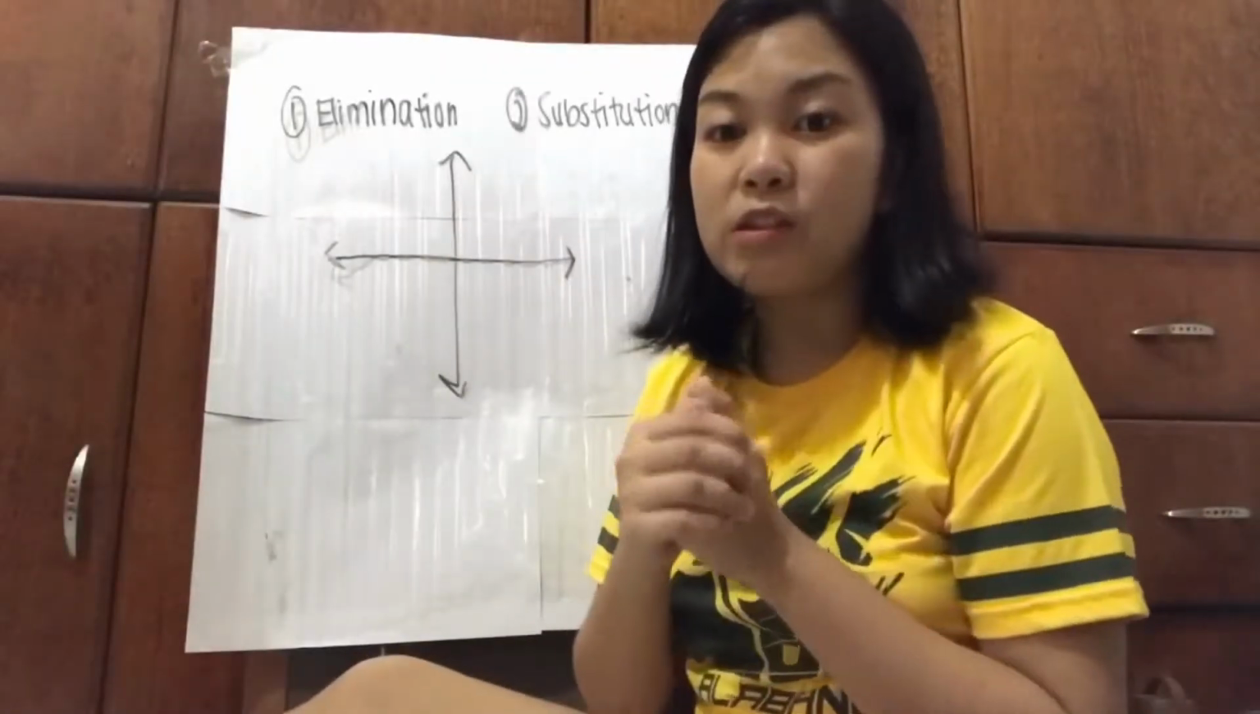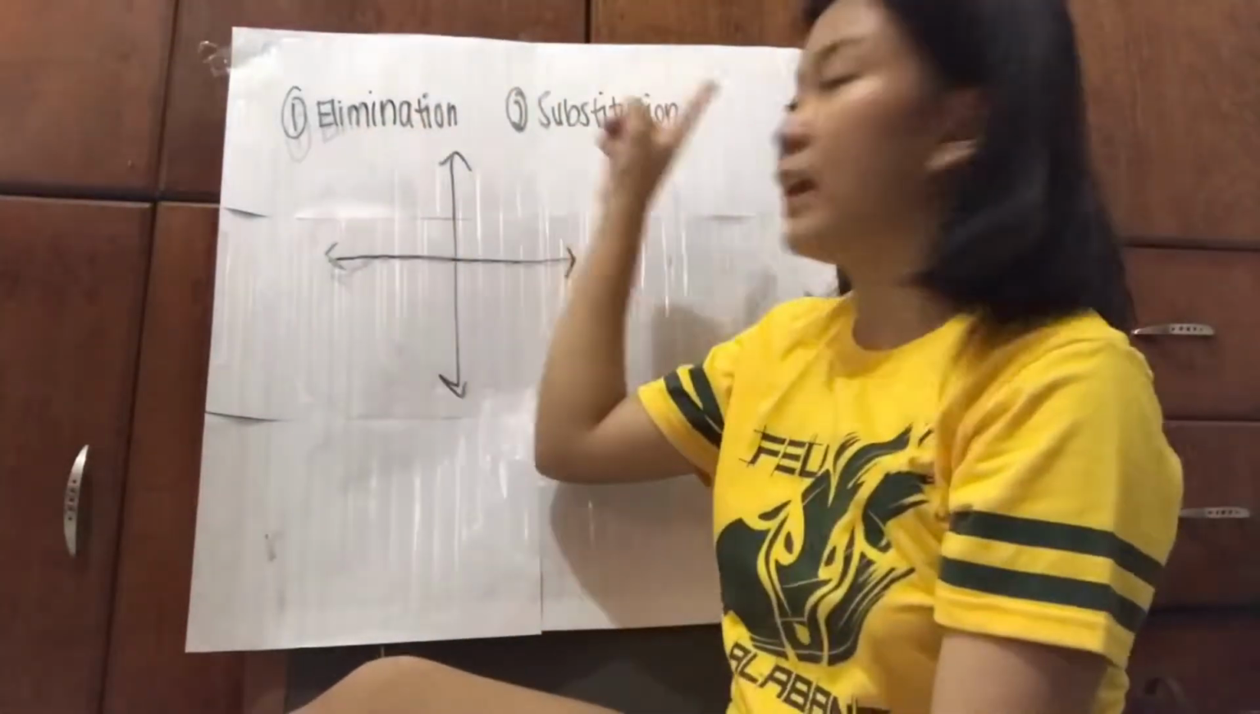Also, the solution set of the system is the set of all points which makes the equations true. There are two common and basic methods in solving systems of nonlinear equations. One is elimination and the second is substitution.